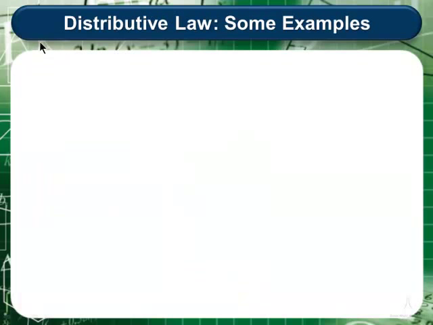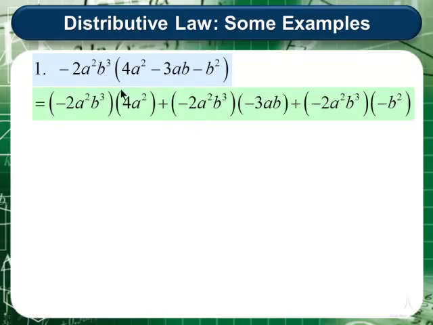Let us have a look at a few examples where we apply the distributive law. In the first example, we have to multiply the monomial minus 2a squared b to the power 3 into the bracket which contains three different terms. Each of these terms represents a separate monomial. So as we saw from our distributive law, this particular monomial must be multiplied with each one of them independently. So we immediately have this particular expression.